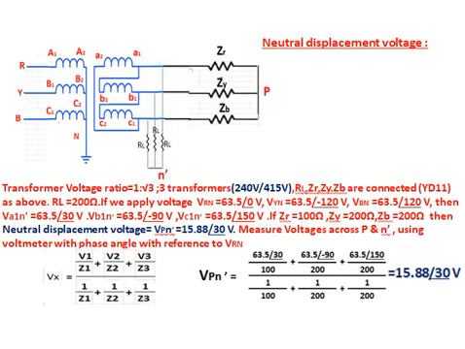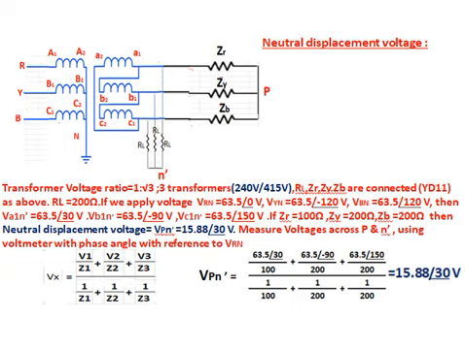Neutral displacement voltage. See in the figure, one star-delta transformer is connected. RL is forming the virtual neutral point of the delta. ZR, ZY, ZB are load resistors. One side of each load resistor is connected to the delta, and the other side is connected as a star. That point we are calling P. Transformer voltage ratio is 1 is to root 3. Three transformers, 240/415 volt, RL, ZR, ZY, ZB are connected YD11 as above. RL equal to 200 ohms.